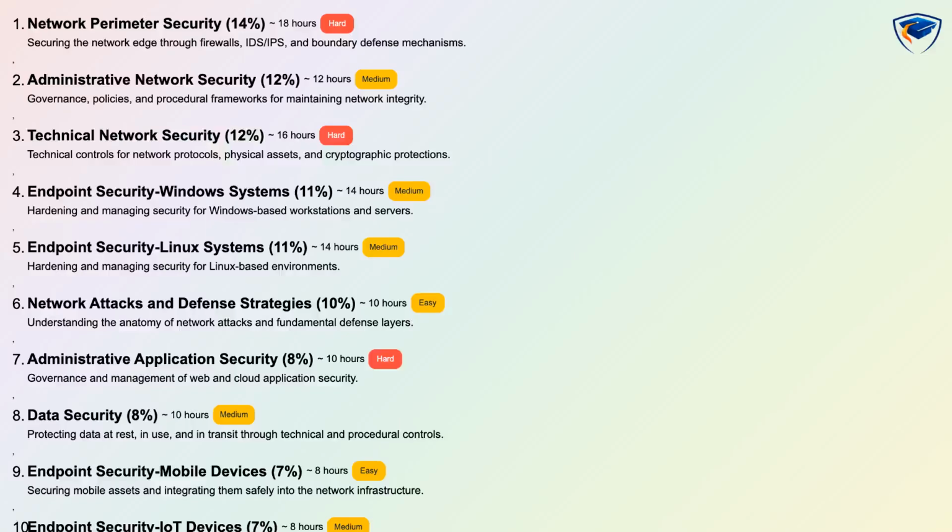Network perimeter security is 14%. Administrative network security is 12%. Technical network security is 12%. Endpoint security for Windows is 11%. And endpoint security for Linux is 11%. Network attacks and defense is 10%. Administrative application security is 8%. Data security is 8%. Endpoint security for mobile devices is 7%. And endpoint security for IoT devices is 7%.